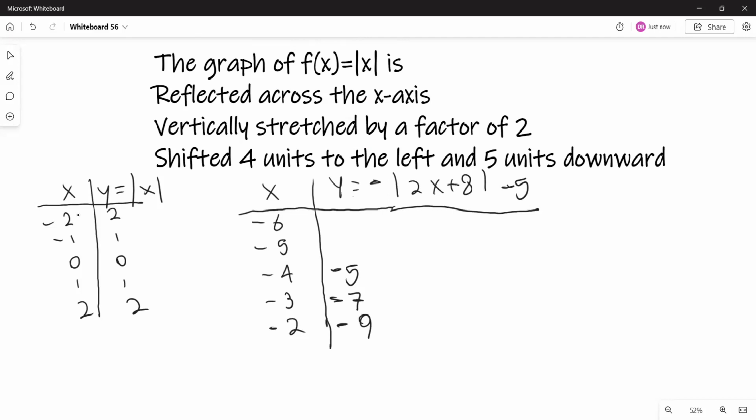2 times -5 is -10 plus 8 is -2. The absolute value of -2 is 2. And the opposite is -2. -2 minus 5 is -7. And -6 times 2 is -12 plus 8 is -4. The absolute value of -4 is 4. The opposite of that is -4. -4 minus 5 is -9.